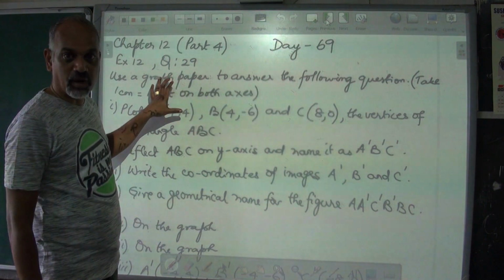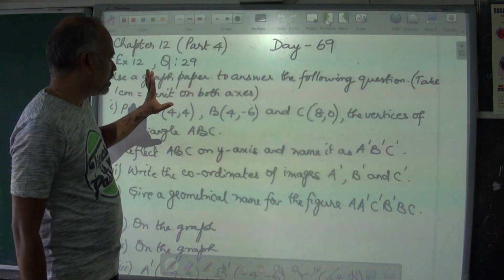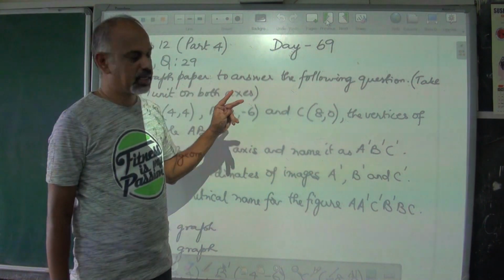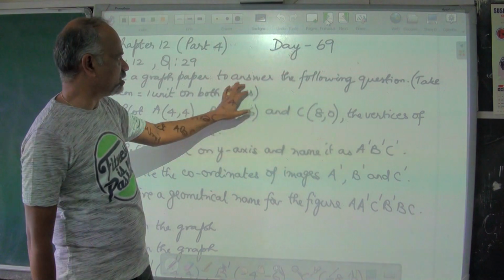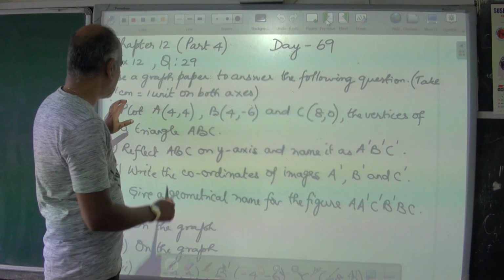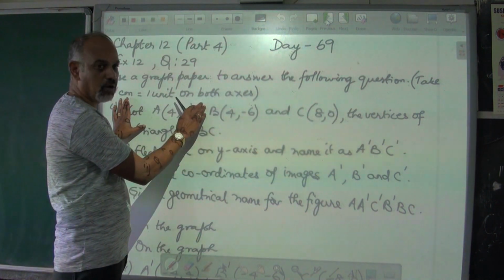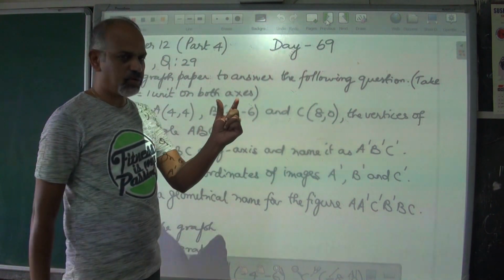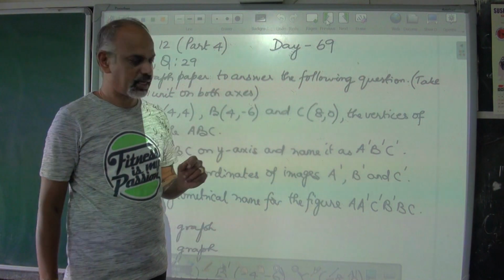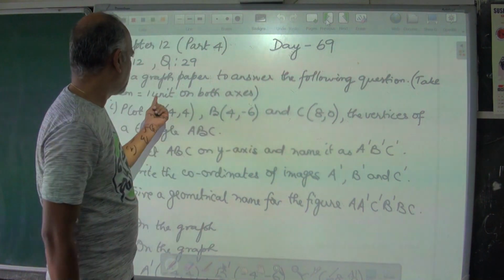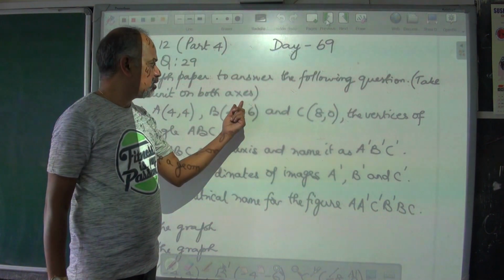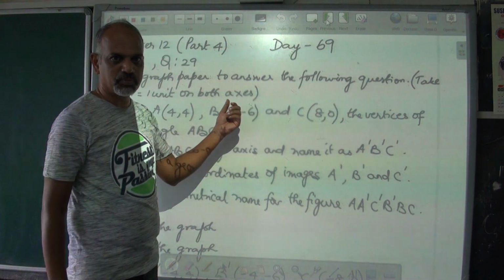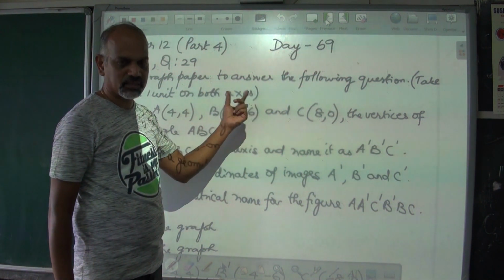The question itself says you have to use a graph sheet. If it is not asked, then there is no need for you to do the reflection on the graph sheet. But here it says, use a graph paper to answer the following question, and it also says, take 1 centimeter equals 1 unit on both axes. It means, on the graph, you will take every 1 centimeter as 1 unit. I'll show you on the graph when we do. On both axes it says. Axes is the plural of axis. X-axis and y-axis together is called axes.